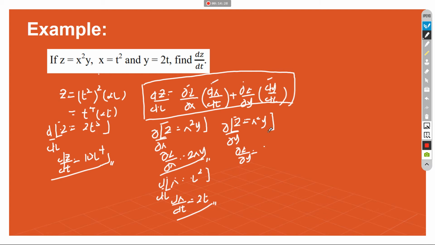Okay? So, constant ngayon si x. Kaya si x squared will remain x squared. Derivative ni y ay 1.